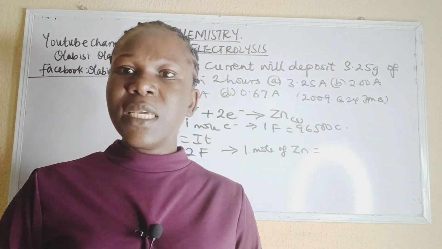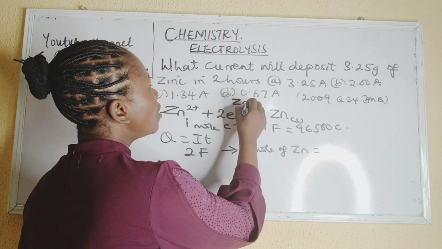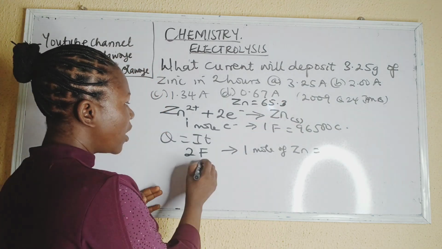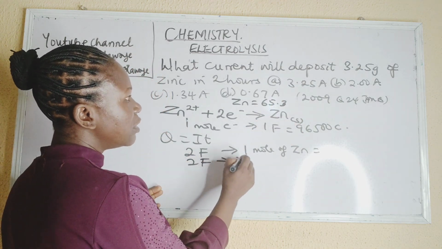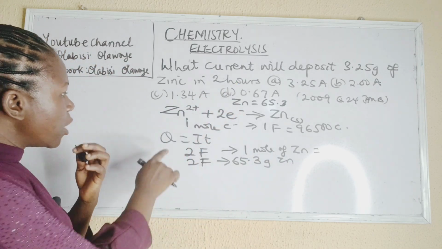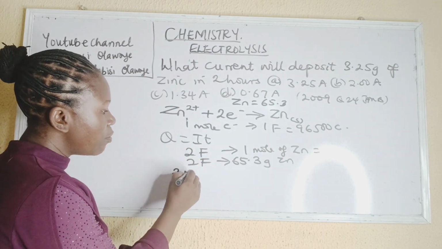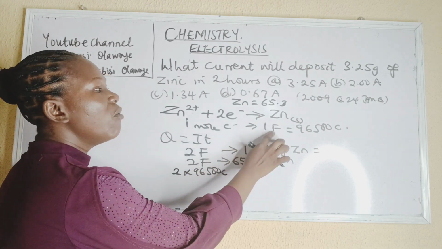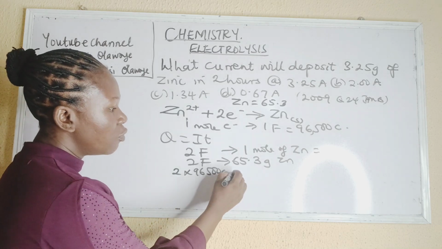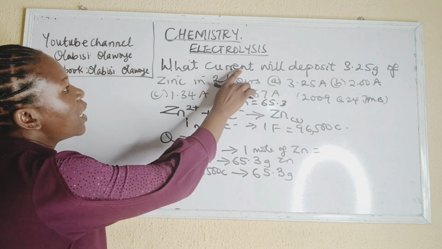Then 1 mole of an element is its atomic mass or mass number, and zinc has an atomic mass of 65.3. So 2 Faradays yield 65.3 grams of zinc. But in this question, Q is not in Faradays but in coulombs. Since 1 Faraday is equivalent to 96,500 coulombs, 2 Faradays will be 2 multiplied by 96,500 coulombs, which produces 65.3 grams.